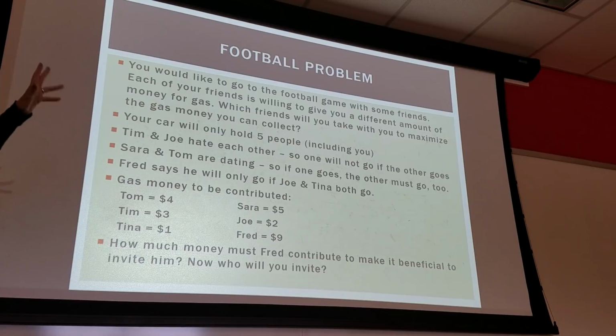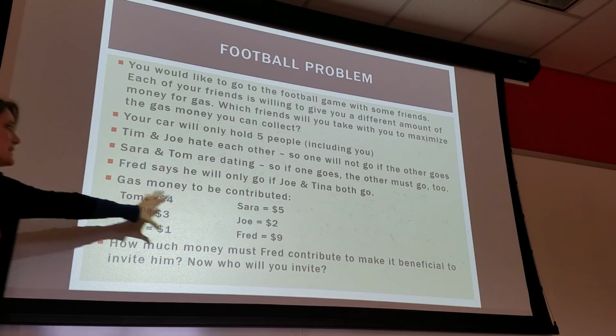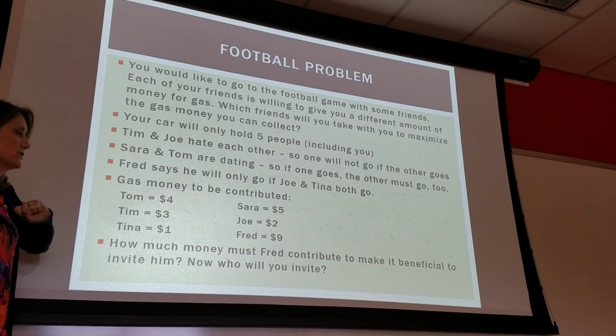But then we have quirky friends, so Tim and Joe hate each other, so they both can't go. Sarah and Tom are dating. One won't go without the other. Either they both go or they both don't go. Fred's really quirky. He'll only go if both Joe and Tina go. And then this is how much money they have offered to give us.